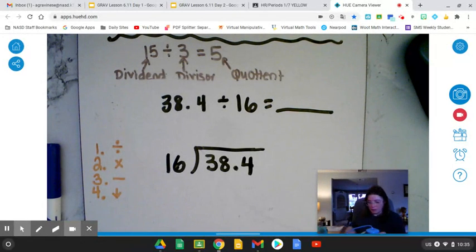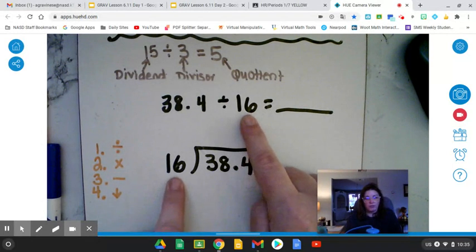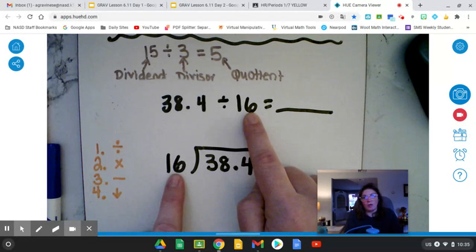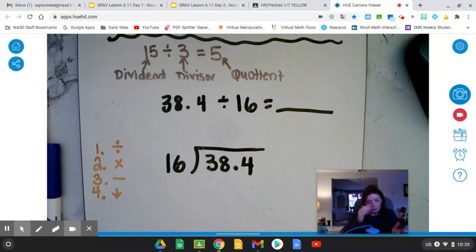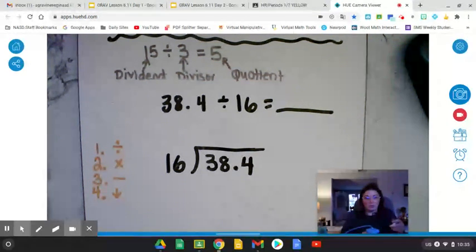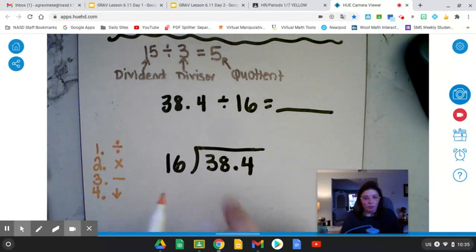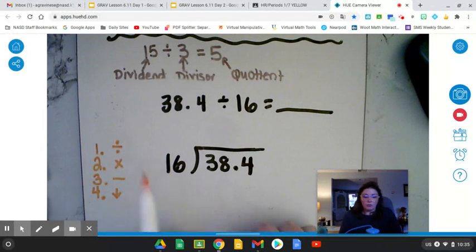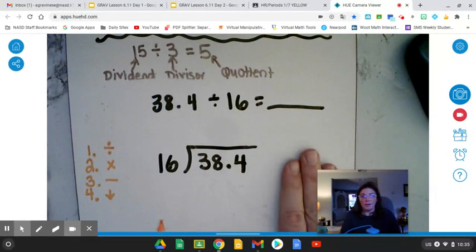Now this problem is a little more challenging because if we look at our divisor, it is now a 2-digit number that is probably outside of what you know as far as your times tables. We don't tend to memorize a lot of our 16 multiples, okay? You might have a couple that you remember, but that's not something that we typically memorize, especially in 5th grade. So we might have to do a little work on the side to figure that out.